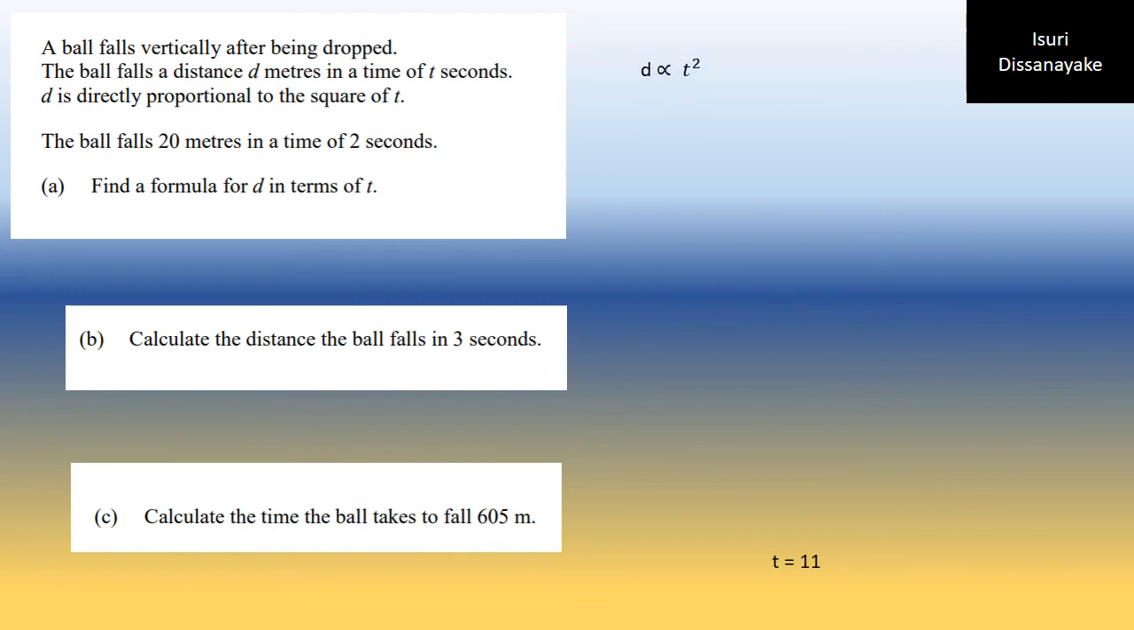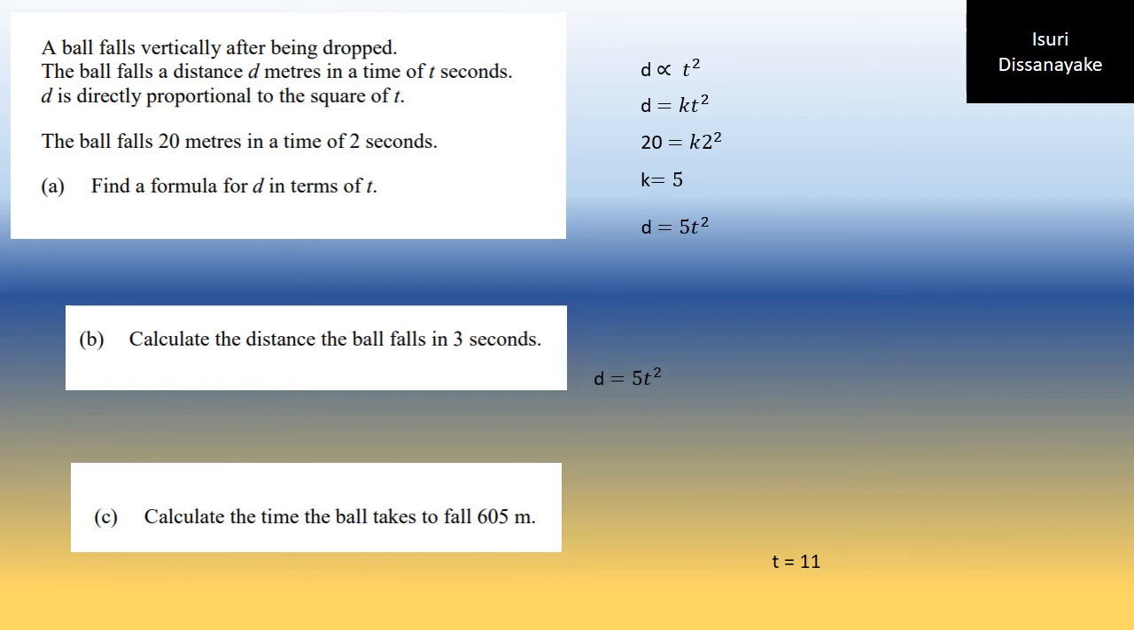So let's work out the question. D is proportional to the square of t. You are going to remove the proportional sign with an equal sign and k. So D is equal to k times t squared. It says that the ball falls 20 meters in 2 seconds. So we can use that information to find the value of k. And we can write the formula D equals 5t squared.